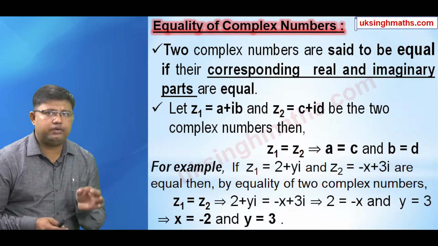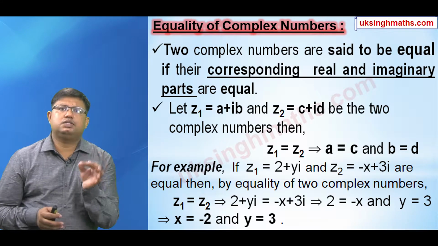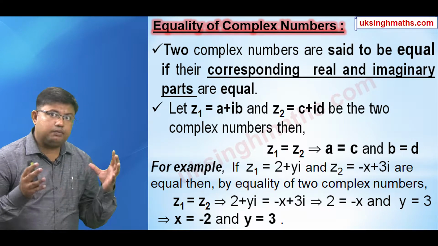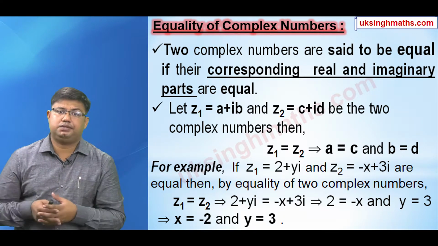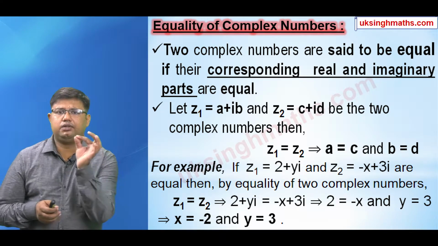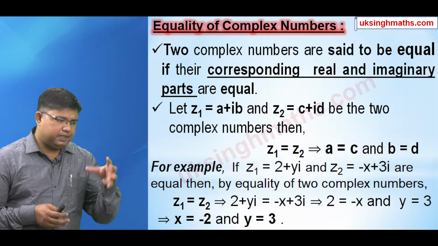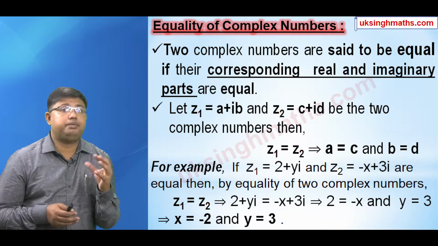Now let us concentrate on one more concept of complex number, that is equality of two complex numbers. Two complex numbers are said to be equal if their real and imaginary parts are separately equal.